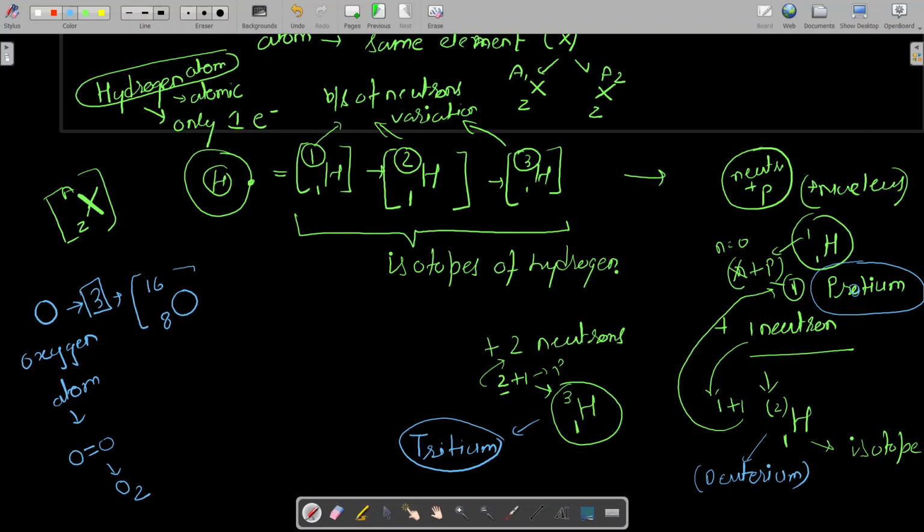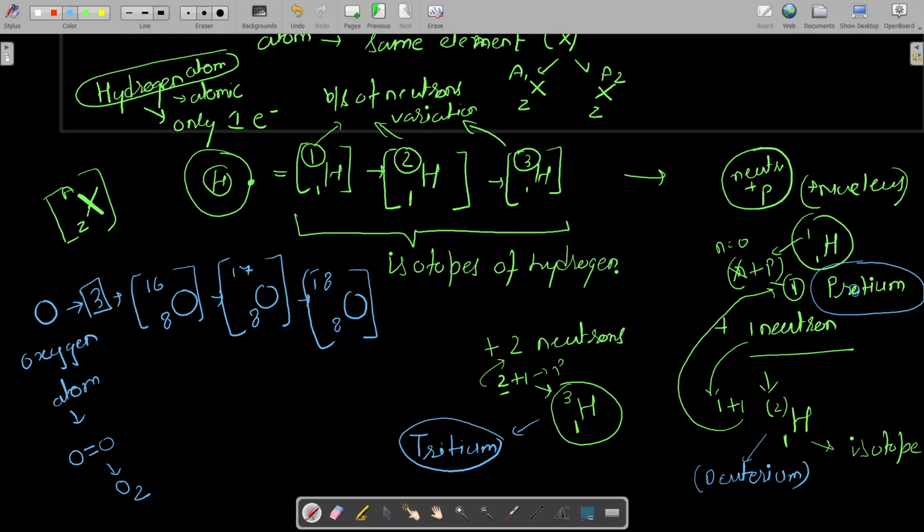Okay. If we are talking about the isotopic behavior of oxygen, we need to add one neutron to its nucleus. So 16 plus 1 is your 17, with 9 neutrons, and the proton number is still constant. Now the next one, oxygen 8, 18.